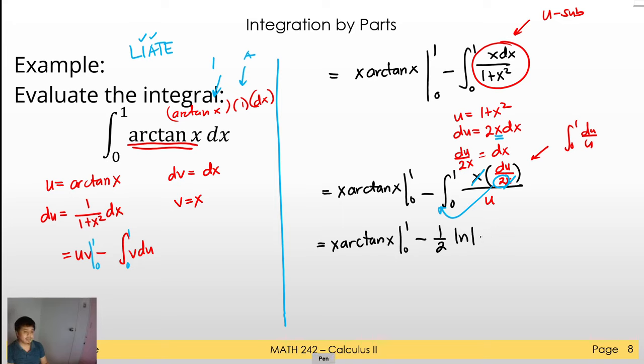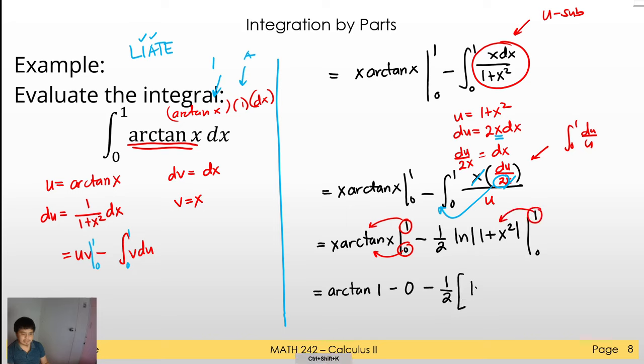So u here is equal to 1 plus x squared. So this will be just ln of 1 plus x squared, evaluated from 0 to 1. Okay, so now let's evaluate this definite integral. So we have arctan x times 1, so we have arctan 1. And since this is 0, if we substitute 0 here, this will just cancel out. So we have 0, and then minus 1 half. Evaluating this at 1, we have ln of the absolute value of 1 plus 1, so this is 2, and then minus ln of 1 plus 0, so we have 1 here. And then that's it. We can cancel this as 0 as well.